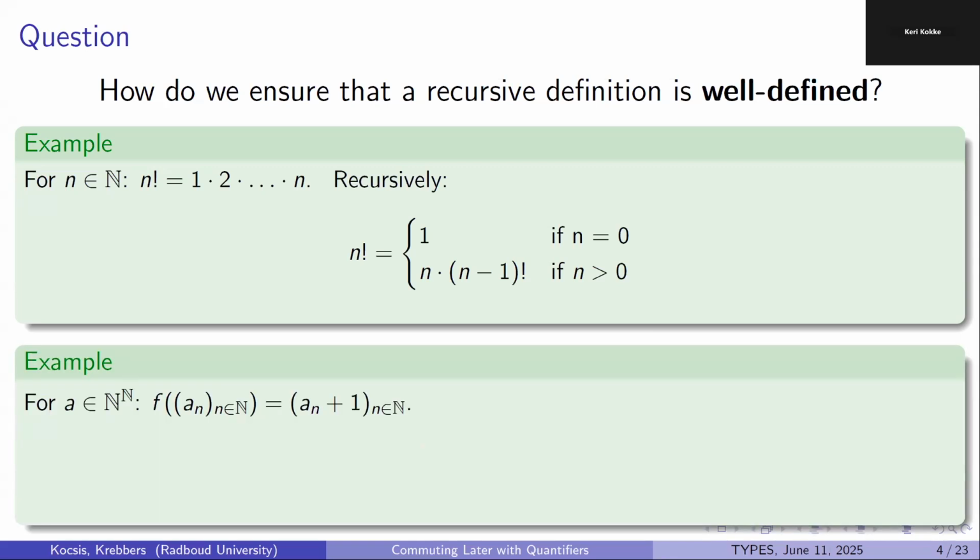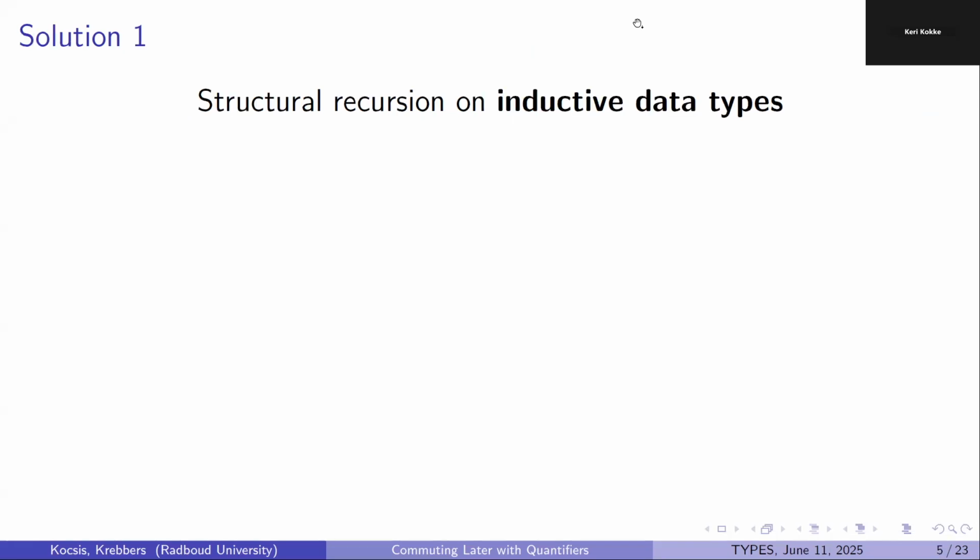Similarly, we can define a function which increments every element of a sequence by 1. And we can also define this recursively as follows, where we first increment the first element of the sequence and then increment the tail of the sequence recursively. And so these are recursive definitions, but how can we ensure that these actually make sense? And there have been multiple proposed solutions to this problem.